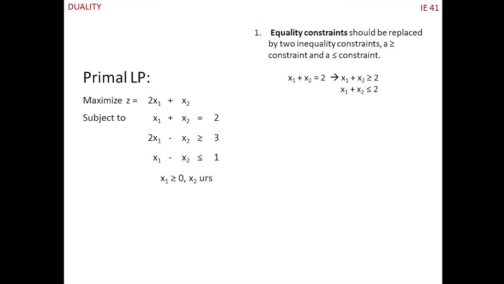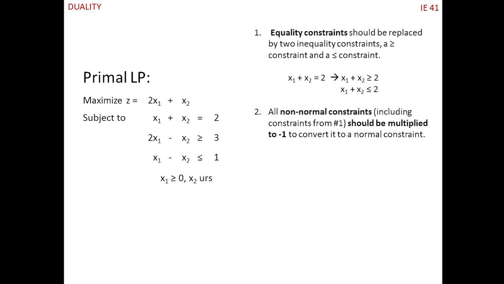Number 2, all non-normal constraints, including constraints from number 1, should be multiplied by -1 to convert them to normal constraints. 2x sub 1 minus x sub 2 is greater than or equal to 3 transforms into negative 2x sub 1 plus x sub 2 is less than or equal to negative 3. X sub 1 plus x sub 2 is greater than or equal to 2 transforms into negative x sub 1 minus x sub 2 is less than or equal to negative 2.